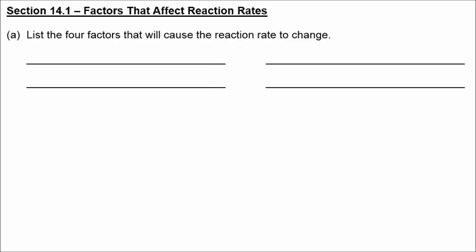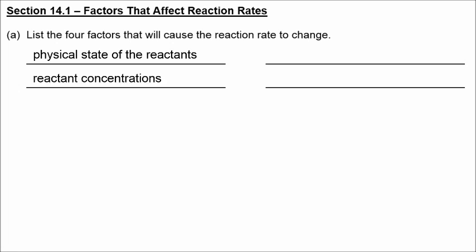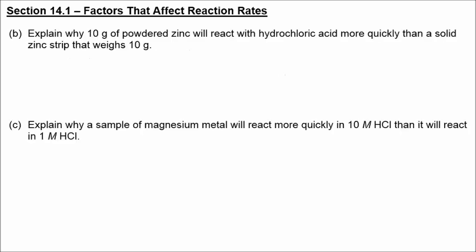Section 14.1, Factors that affect reaction rates. List 4 factors that will cause the reaction rate to change: the physical state of the reactants, the reactant concentrations, the reaction temperature, and the presence of a catalyst.